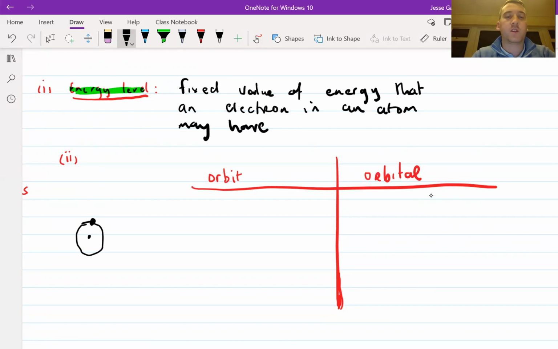The first thing to note is that orbits, these things here, are not physical rings that electrons move on. They're simply pathways. An orbit is just the pathway that an electron takes. So orbits are pathways that electrons take, whereas orbitals, what's the definition of an orbital? Well, it's not a pathway. These are regions or spaces. It's a region in space. That's what an orbital is, whereas an orbit is a pathway.